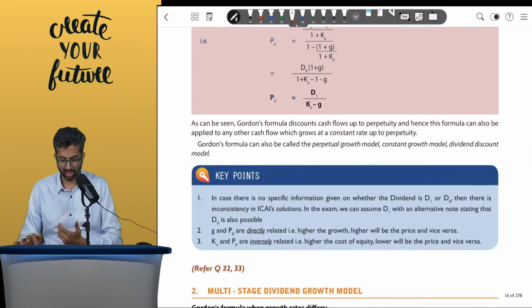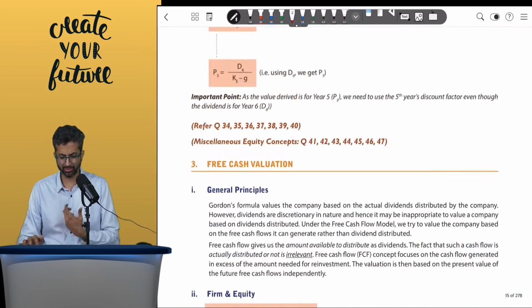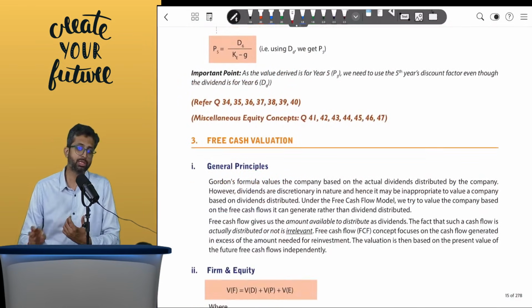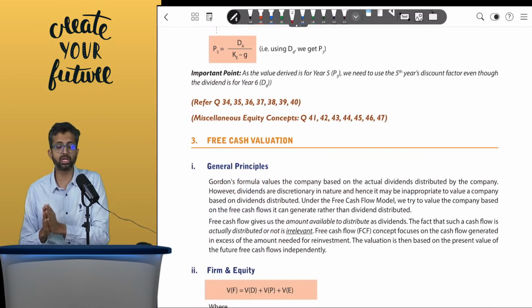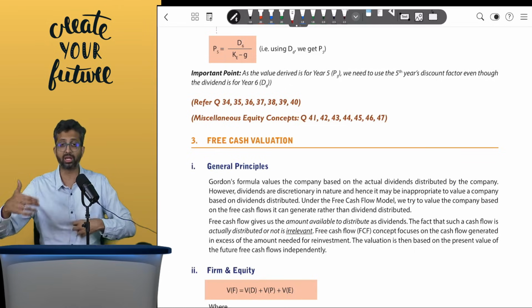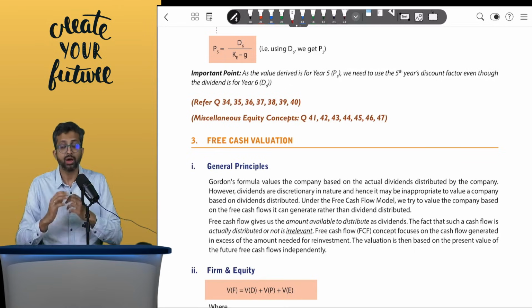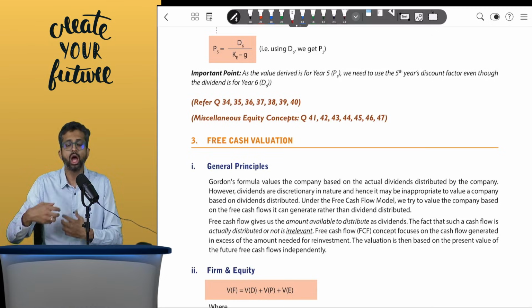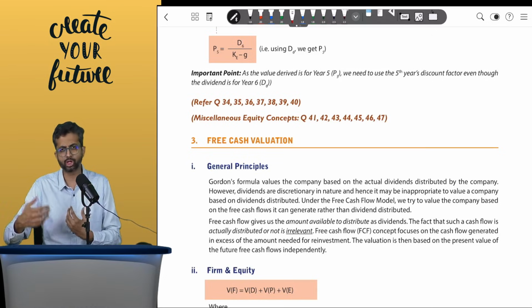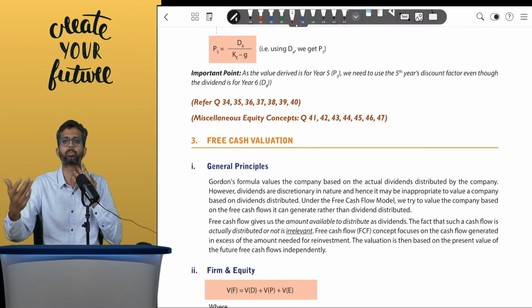Okay, once you have done that, you go to a further point where we say: what is the problem in the multi-stage growth? Well, it is based on dividend, and dividend is discretionary, and hence we modified and molded the concept to take it to free cash flow. Free cash flow is a pool of money which is available for the company to pay to the providers of capital.